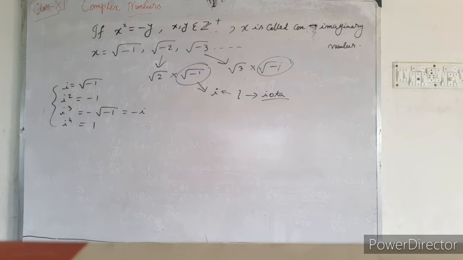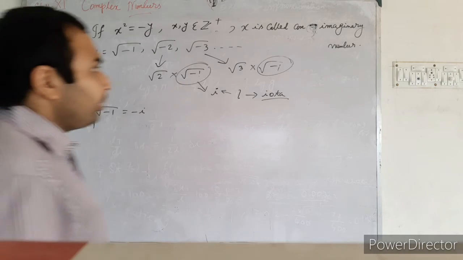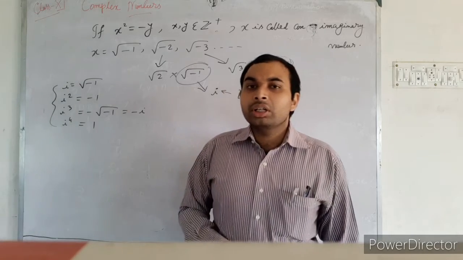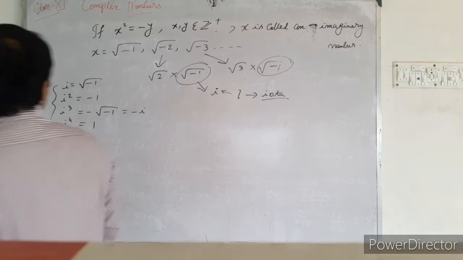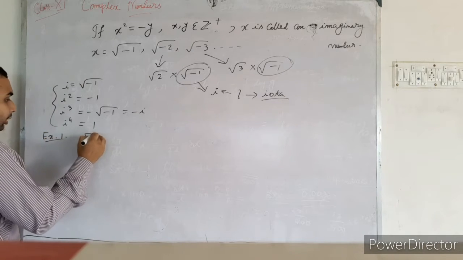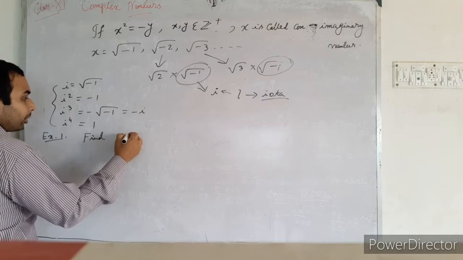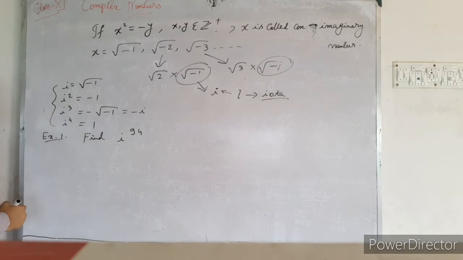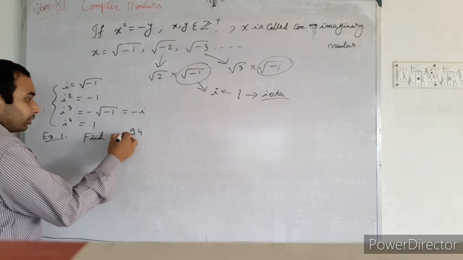Now, with respect to this discussion, some very easy examples are there. Often they come in your exams for 1 mark or 2 mark questions. So let us do this one. Example 1: find the value of i to the power 94.